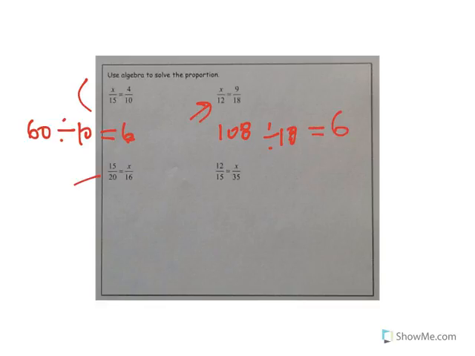So for this problem here, it's going to be 15 times 16 or 16 times 15. I actually always like to start with the one on the bottom underneath the variable. 16 times 15 divided by 20. For this one here, it's going to be 12 times 35 divided by 15.